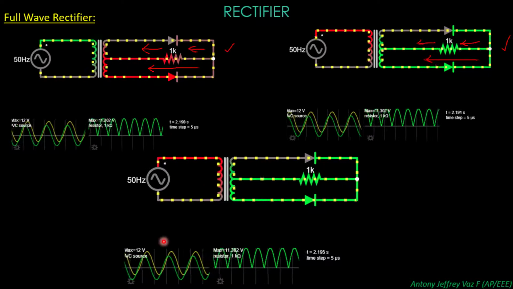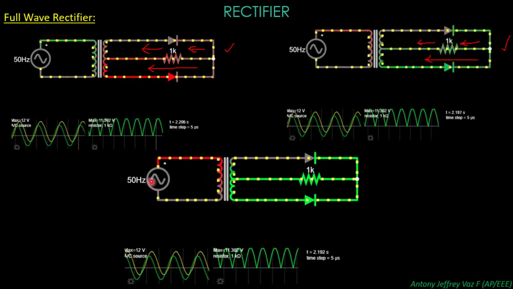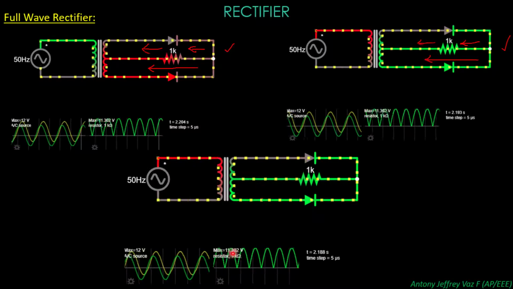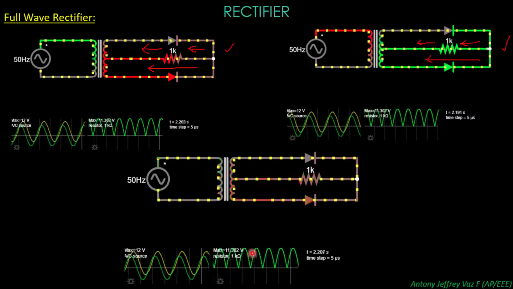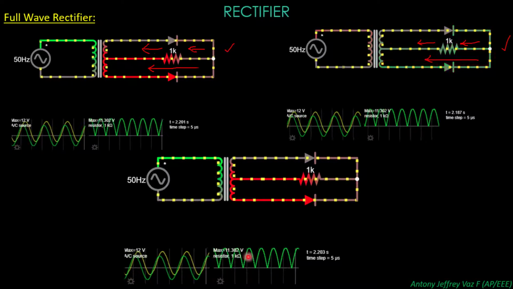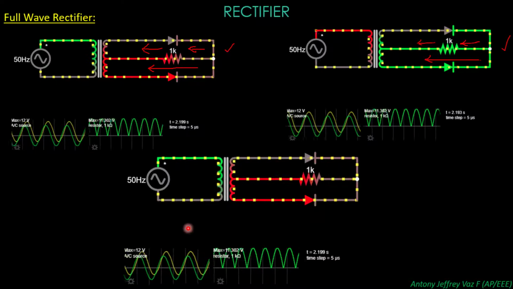Next, regarding the supply voltages, you can see the source voltage is 12 volt, and the resistance voltage is about 11.302 volt, and the load resistance is about 1 kilo ohm. So let us move to the characteristics of the full wave rectifier.